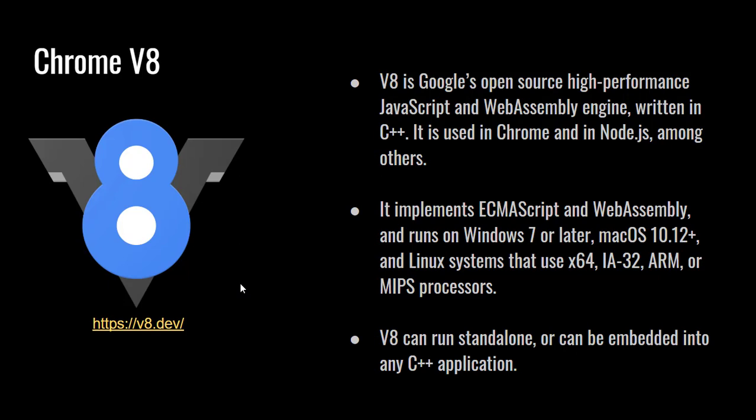It implements ECMAScript, which we're talking about as ES6. It's not the latest version, but it's iterations of some of those newer things in the JavaScript language that have improved upon the vanilla JavaScript we talked about in previous sessions, right? And it implements WebAssembly, and it runs on Windows 7 or later, and Mac, and all of these things. It has its own processors that it'll implement to use this. V8 can run standalone, or it can be embedded into any C++ application.